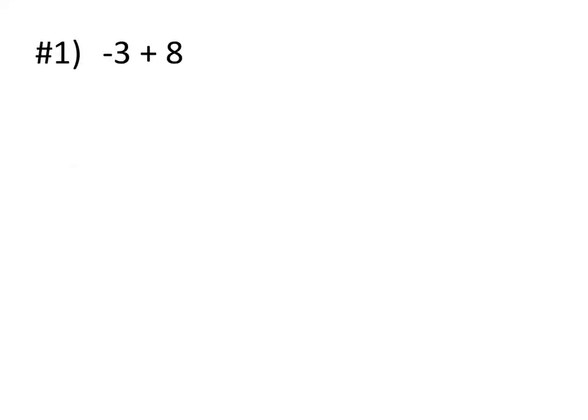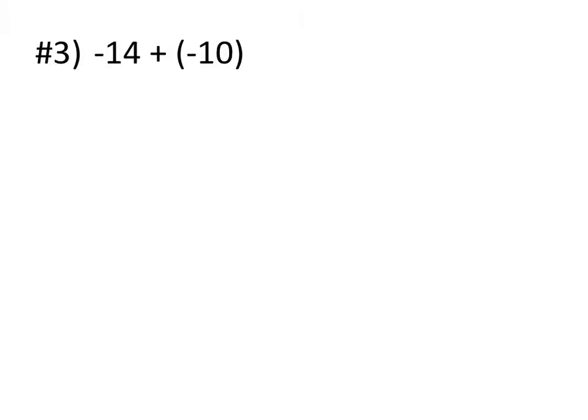Okay, so we have negative 3 plus 8. Because the signs are opposite, we can do the trick, which says that if the signs are opposite, you take the smaller number, subtract it from the larger number, so we get 5, and then assign the sign of the larger number. The sign of the larger number is positive, so we just leave it positive 5.